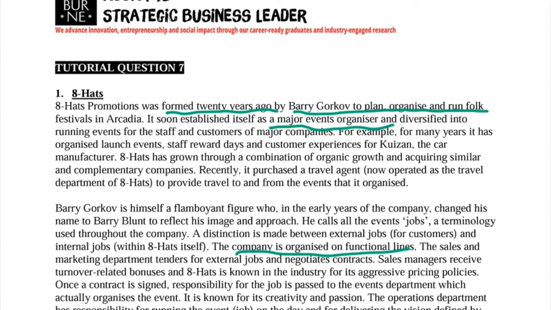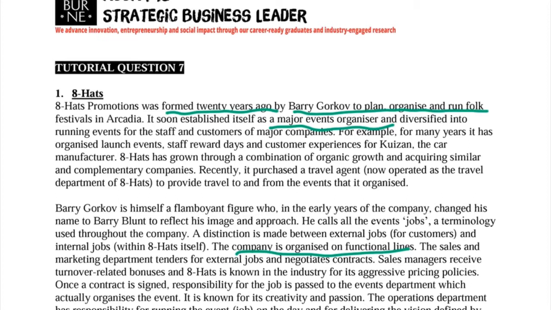For this question, you can see what I highlighted for all of you here. You can see this company was formed a long time ago. From 20 years ago, you can roughly imagine that the way they are doing things is a bit old-fashioned already. All this while, from the first paragraph, you can see Barry is quite a key person in this company, because he's the one who plans, organizes and runs everything. The company is in the industry of something like event planning, because according to the question, they are a major event organizer.